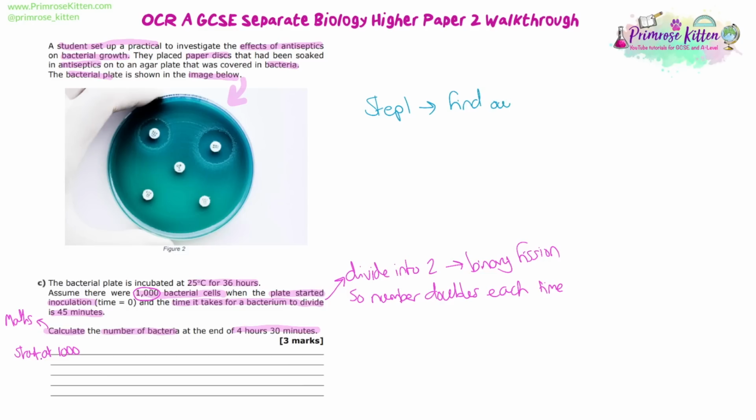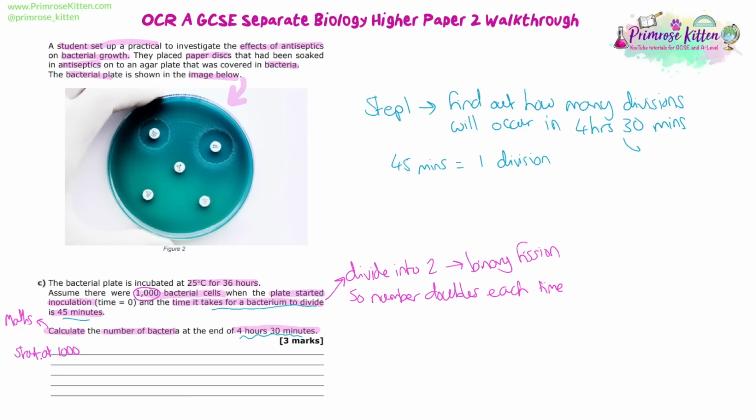So step 1 is find out how many divisions are happening. That's the first thing we need to do. So how many divisions are going to occur in the 4 hours and 30 minutes? Because it takes 45 minutes for one division, the easiest way to work this out is to turn our 4 hours and 30 minutes into minutes. So do 4 times 60 and then add the 30 minutes.